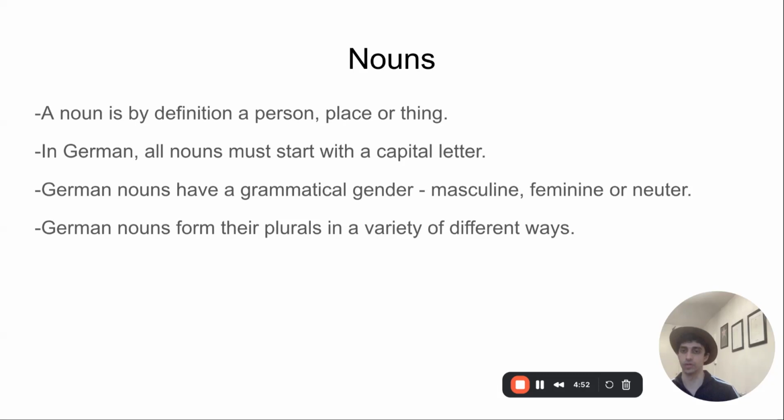German nouns also, importantly, have grammatical gender. This is grammatical gender, of course, so what this basically is essentially is a category that each noun will fall into. Every German noun will fall into one of three different categories, either masculine, feminine, or neuter.